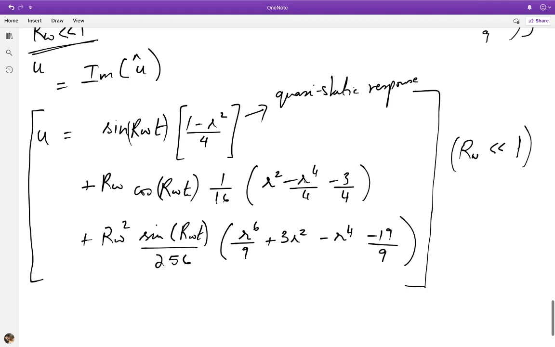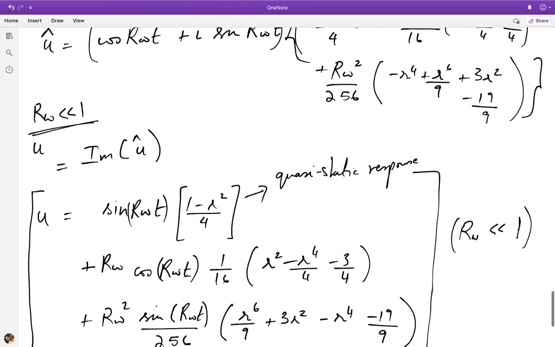Of course, it has to be even in R because of the nature of the problem being axisymmetric. We now go to the next order and we again get an in-phase correction, this time at order R omega square, and with a more complex radial response. And if I go to R omega cube, an odd order correction, you will again get a cosine R omega t.